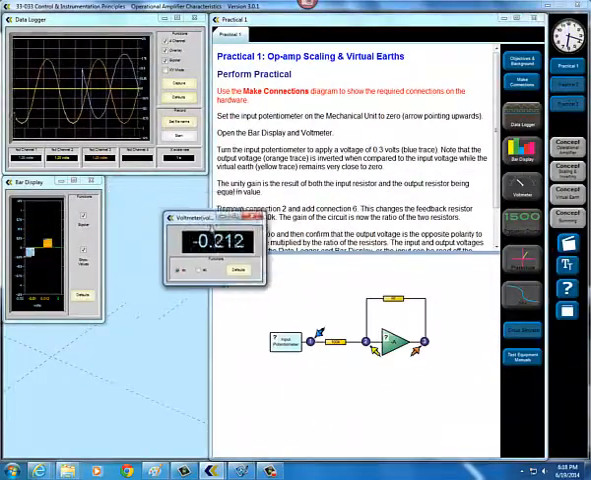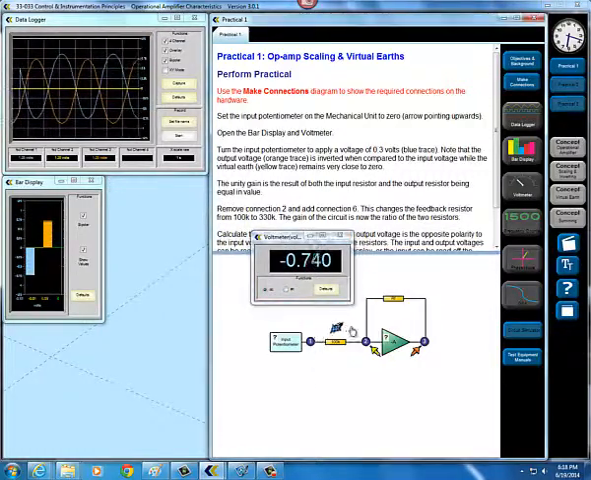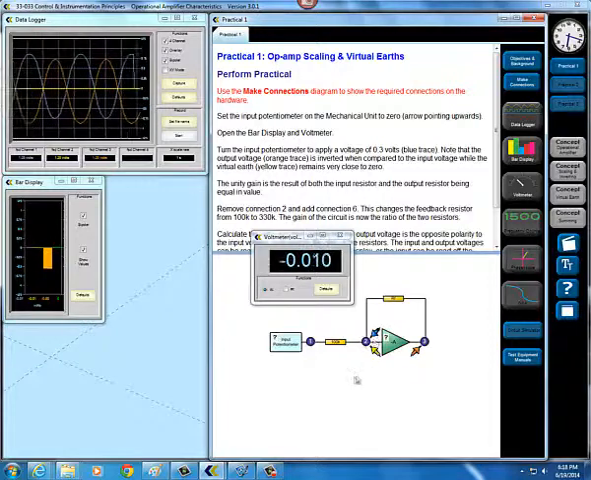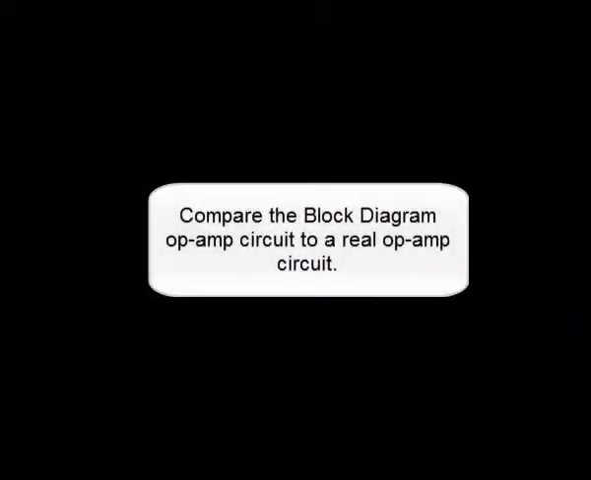The signal coming from the blue probe. The blue probe can be moved to those numbered nodes, and it will indicate the voltage at that node. Compare the block diagram op-amp circuit to a real op-amp circuit.